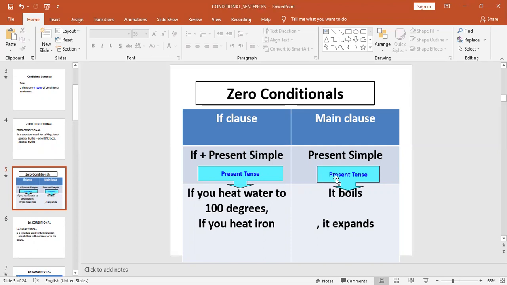Why do I use present simple? Because I speak about facts or truths. Another example: if you heat iron, it expands. You is also a subject pronoun in the plural form, so I use heat. Expands, because I have it. So when should I use the zero conditional? When I speak about a general truth or a fact, with present simple in both parts. Okay, let's go on to the next.